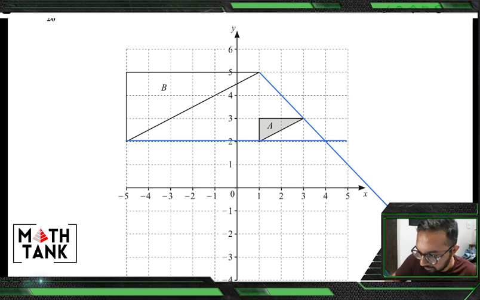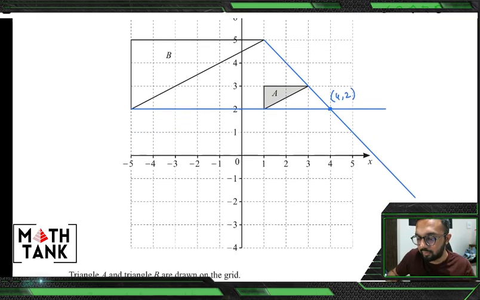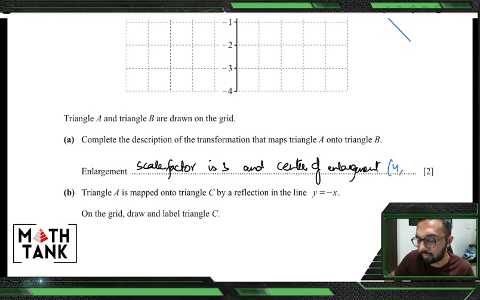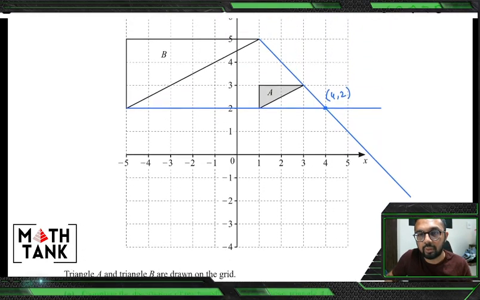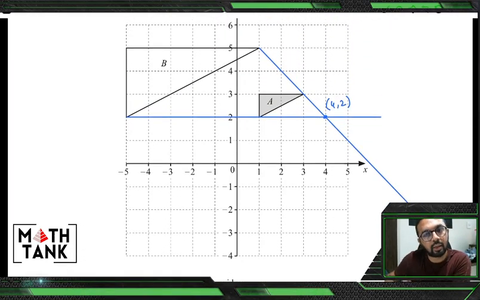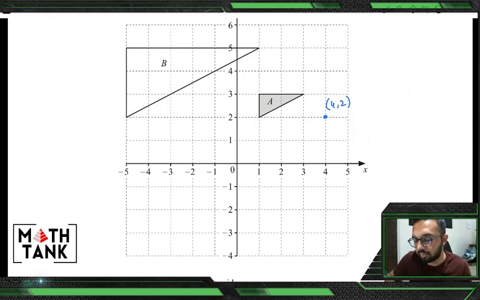Not happy with this one. So that's the center of enlargement. What are the coordinates? It's 4, 2. So center of enlargement is 4, 2. So that's drawing two object image lines to find out your center of enlargement. You can erase them then so that you can do the plots as well.